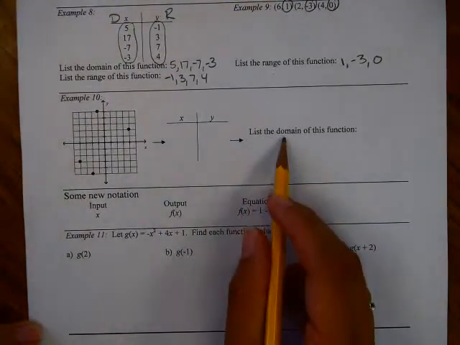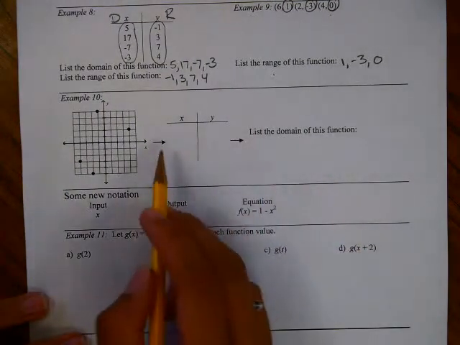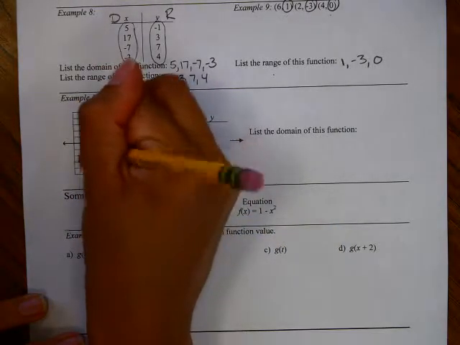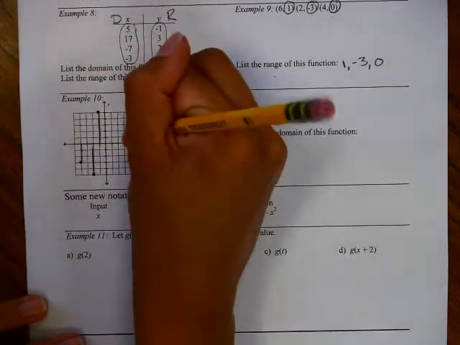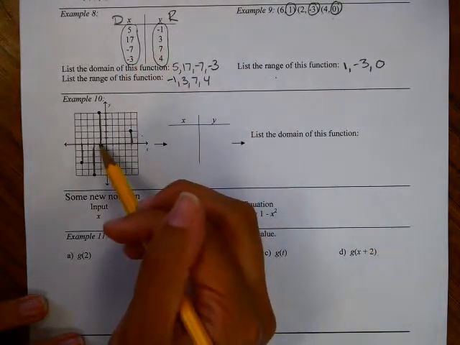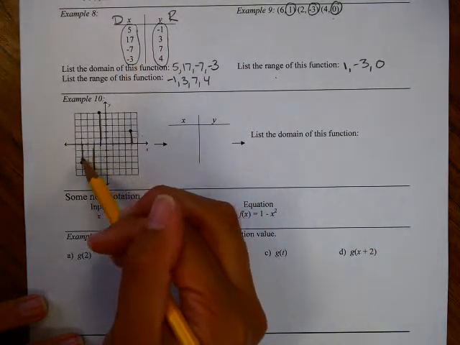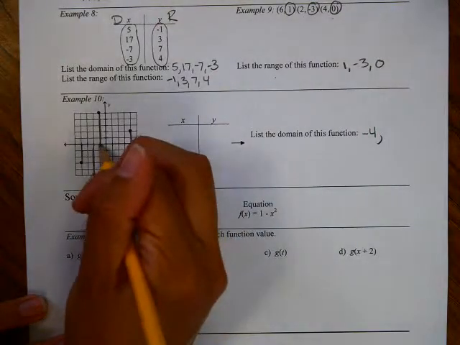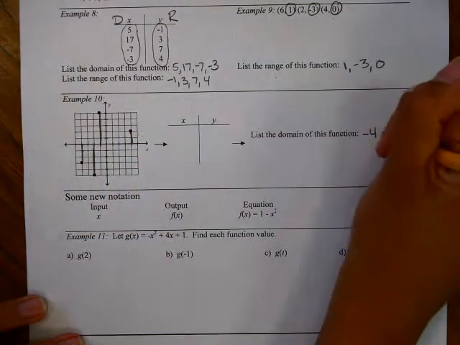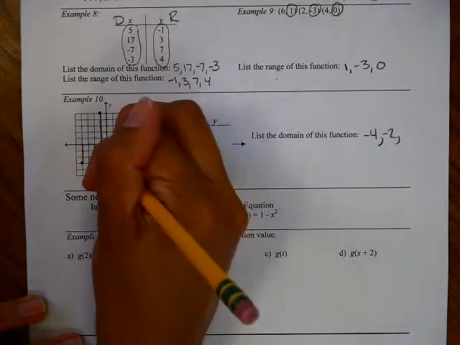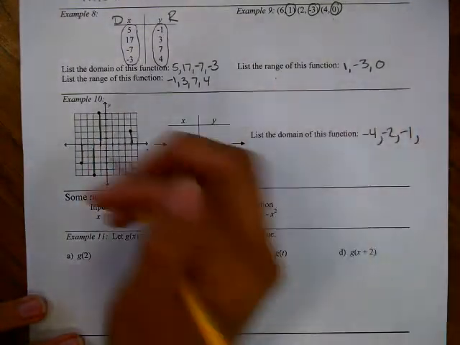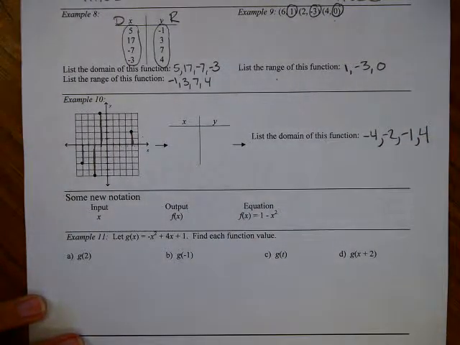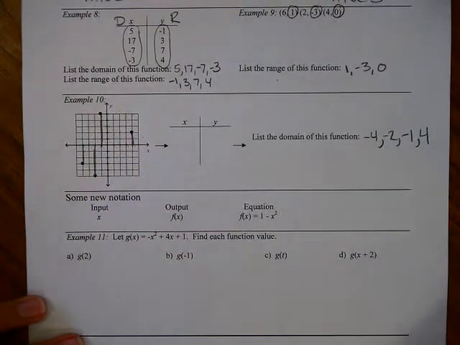This time they're only looking for the domain, so the inputs are all we need. So again, you could go through and list out each point if you like. Otherwise, here the x value is -4. Here it's -2, -1, and 4 would be the domain for this set of numbers.